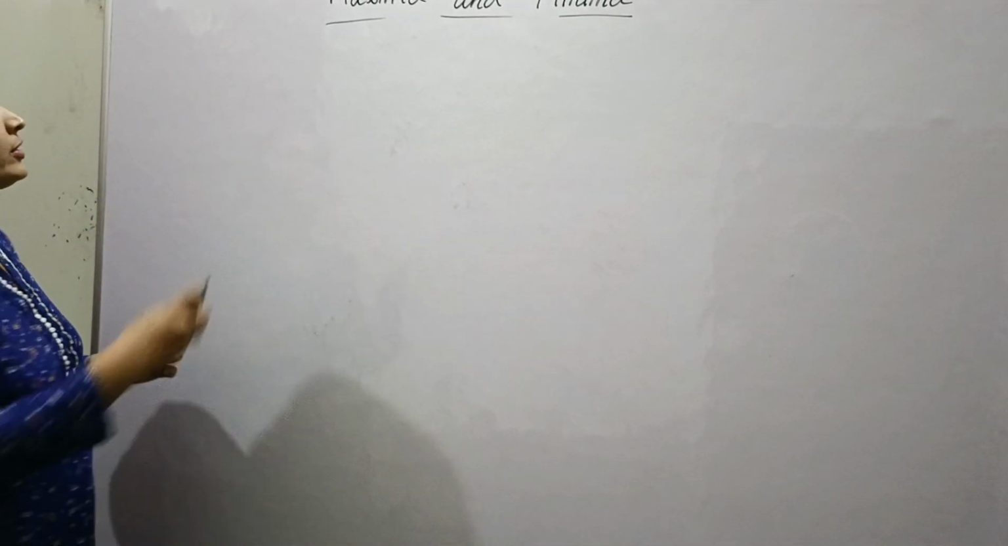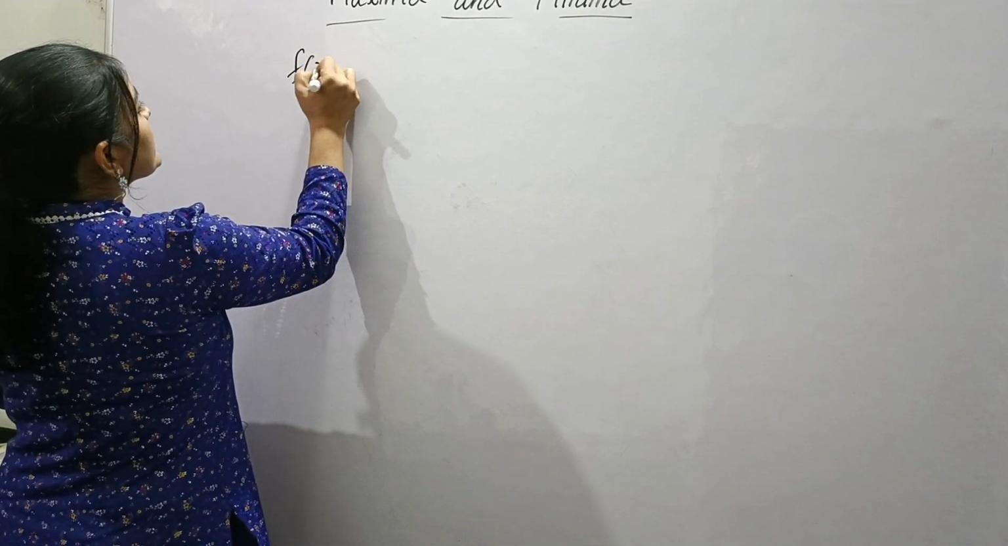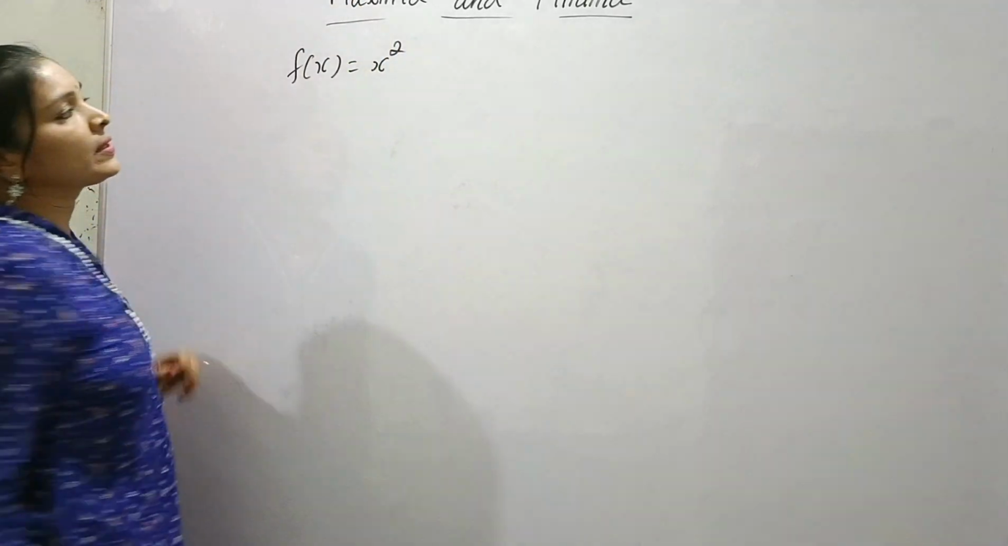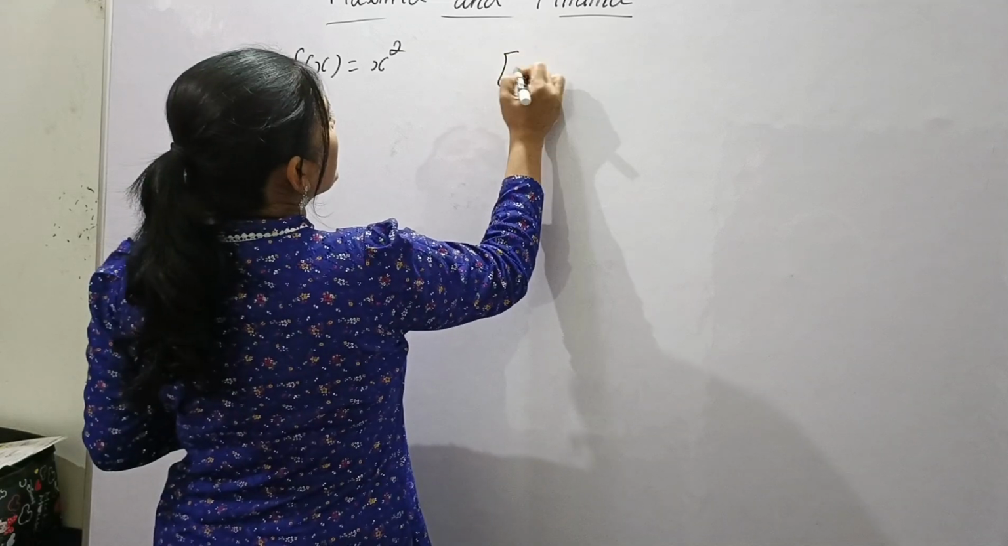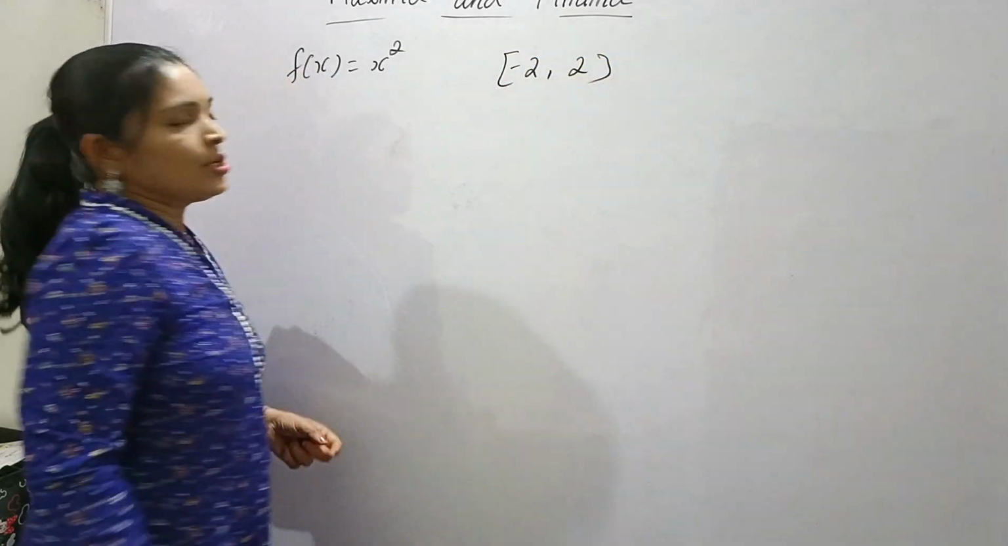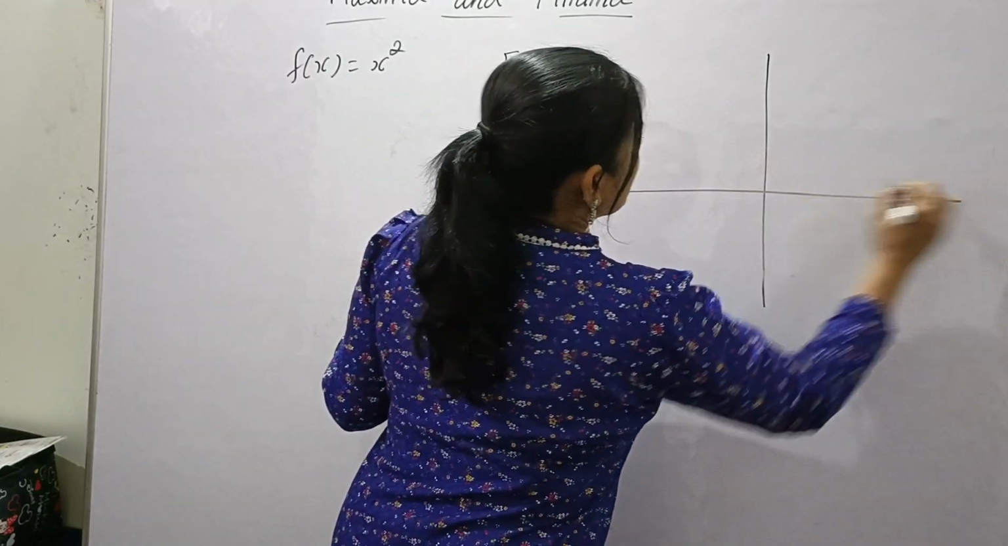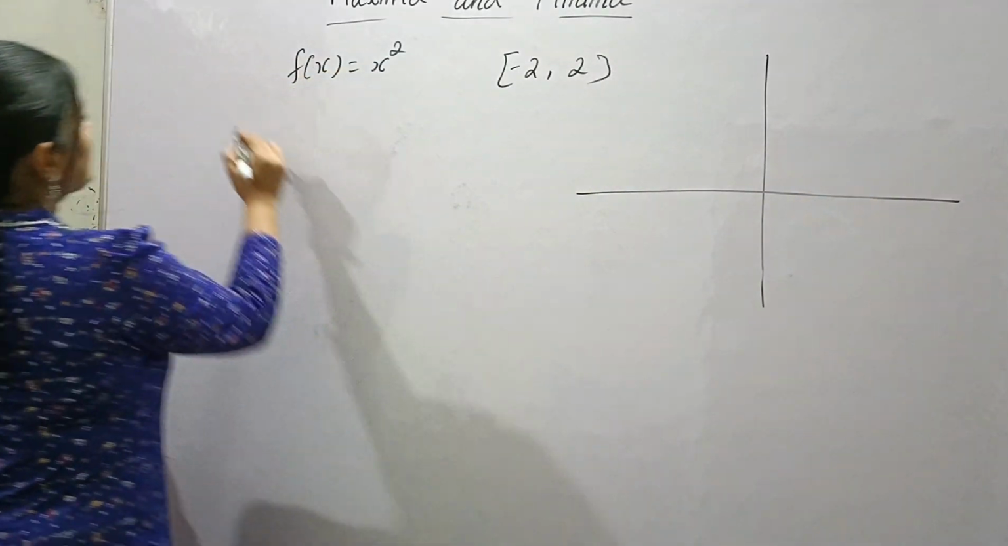Next, let's go through the minimum value of a function. For that, let's take an example. f of x is equal to x square. Let's take the same interval, minus 2 to 2. So here, let's draw the graph of f of x is equal to x square.